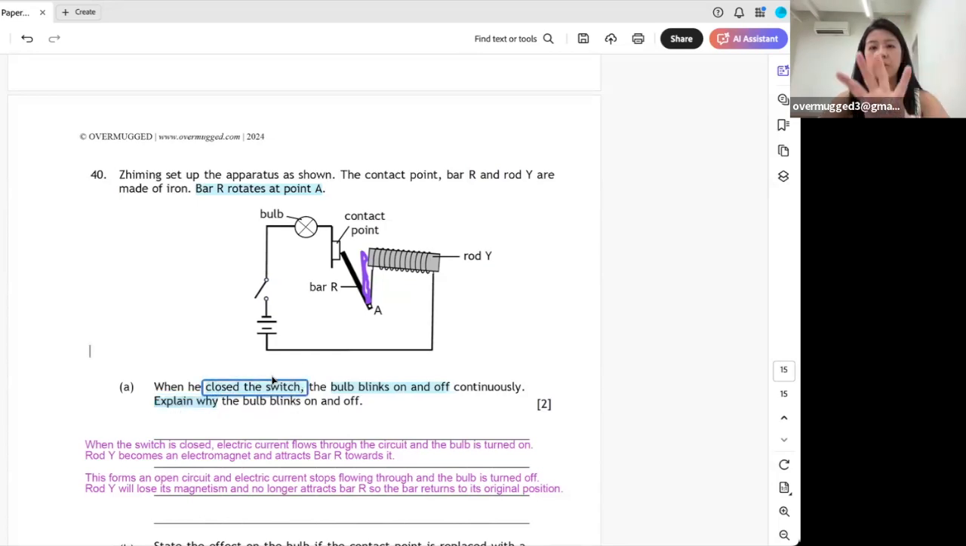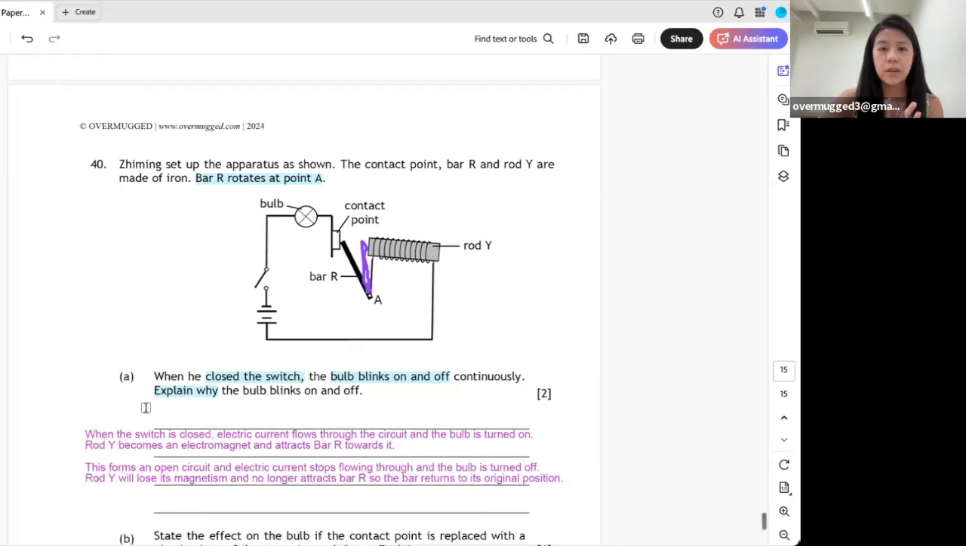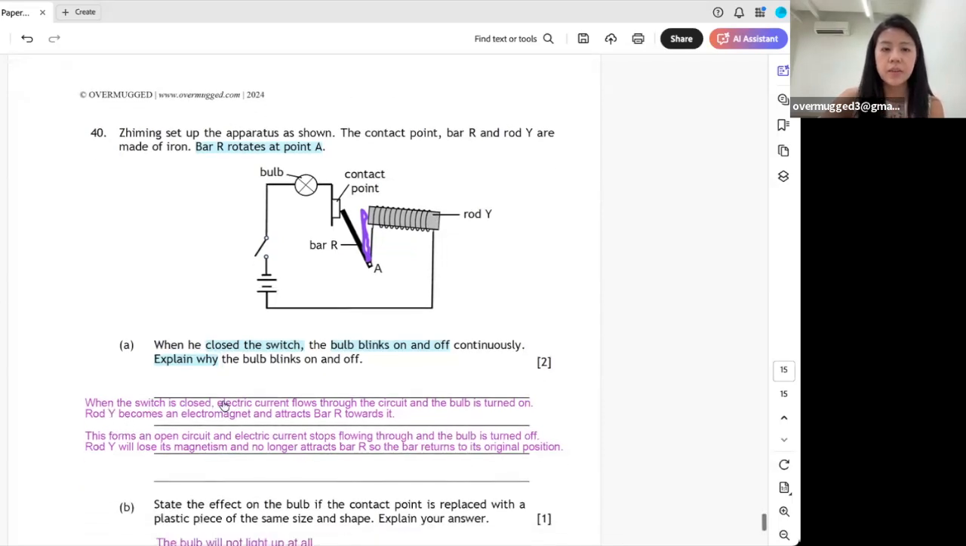Now, in this question, we need to talk about the electric current flow. So we will begin with the closed switch situation first. When you close the switch, straight away there is a closed circuit. So let me trace from here, closed switch. This is iron. It's a conductor of electricity. Goes through, bulb lights up. But what is also happening is that this rod will eventually become an electromagnet. Let me get there in a bit. Let's talk about the closed switch first. Electric current can then flow through, and this allows the bulb to turn on.